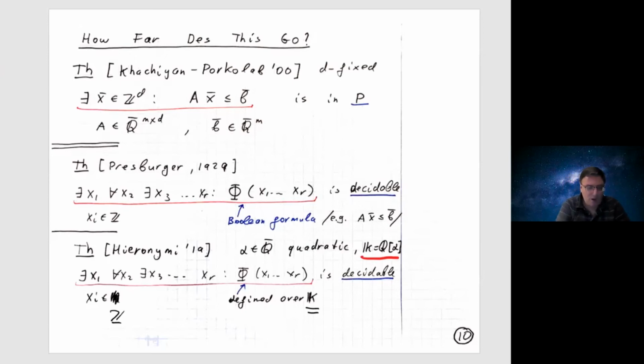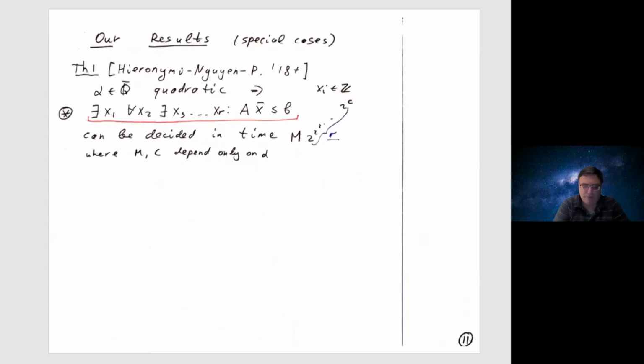Okay. So here is what we proved. What we proved is that, again, in this case, when everything is quadratic, we can get an upper bound on the decision, and this upper bound is fairly horrible. I don't know how well you can see it on the screen, but it's a tower of twos of length r. Now remember, for the Pressburger, the tower was of length 3.